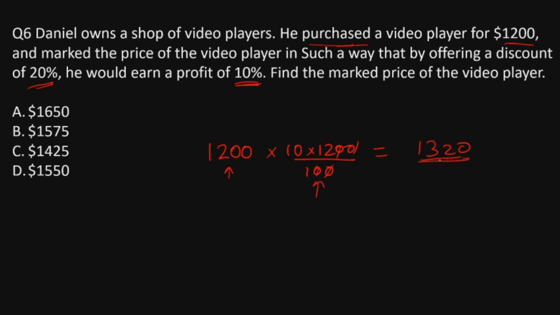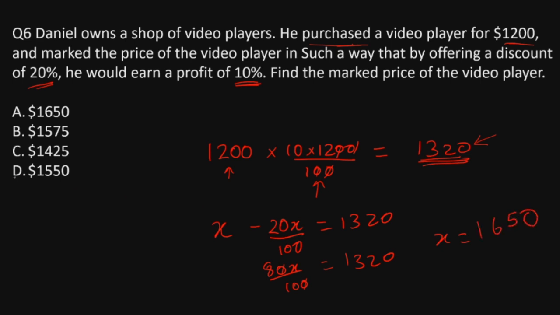So he got 1320 after discounting 20%. Let's say the marked price is x and he gives a 20% discount, and after that he gets the price as 1320. Solving it, 80x upon 100 is equal to 1320, and x will be 1650. So x is 1650. Here option A is correct.